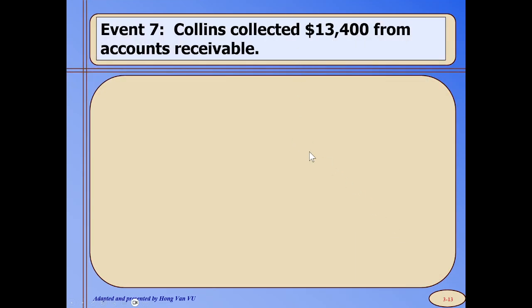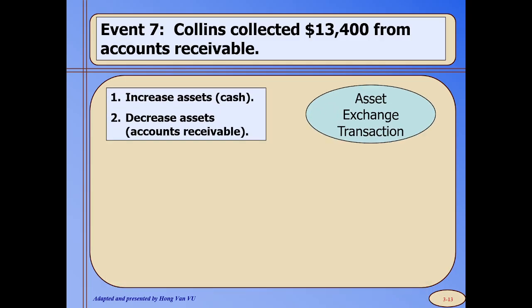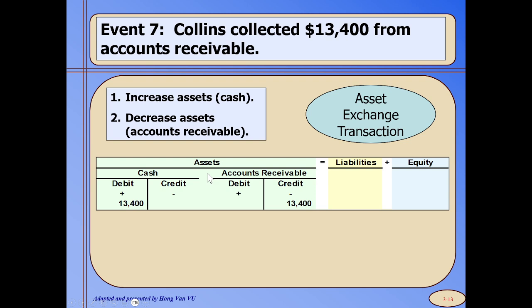Now we look at transaction number 7. The company collected 13,400 from accounts receivable. This transaction increases the cash assets account and decreases the accounts receivable account. It is classified as an asset exchange transaction. And if you look at the illustration of the impact on the T account, you can see that there is an impact on cash and accounts receivable.